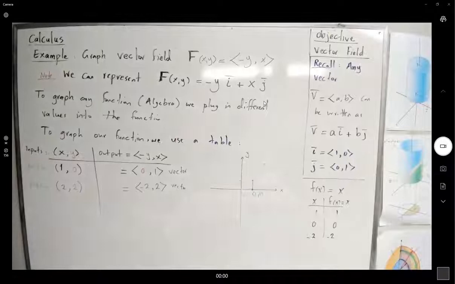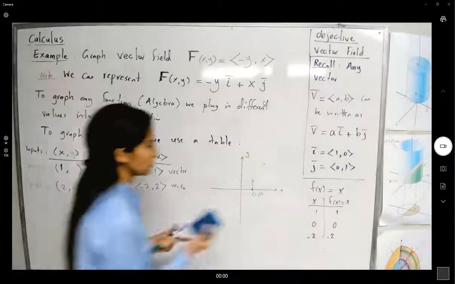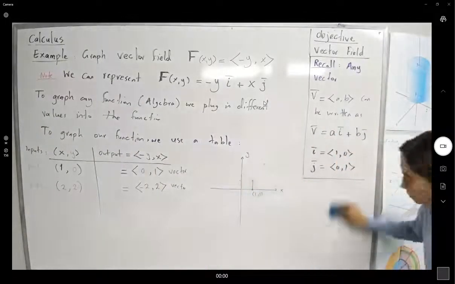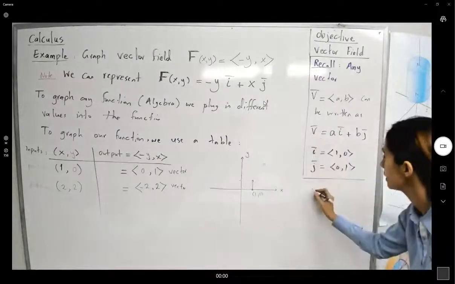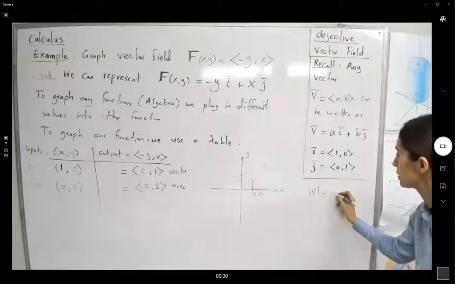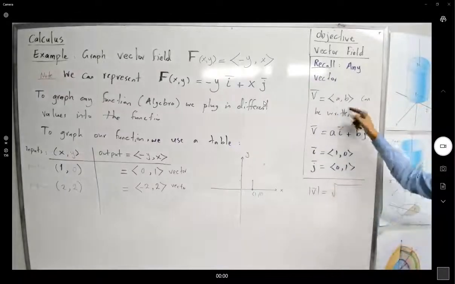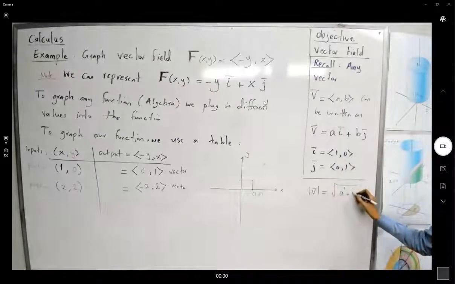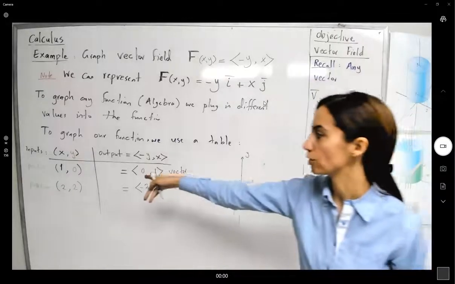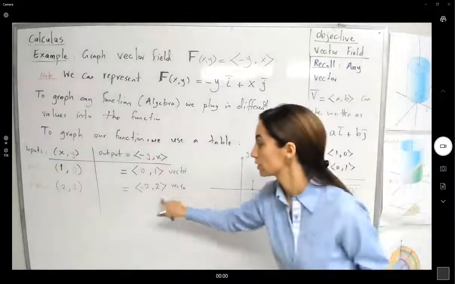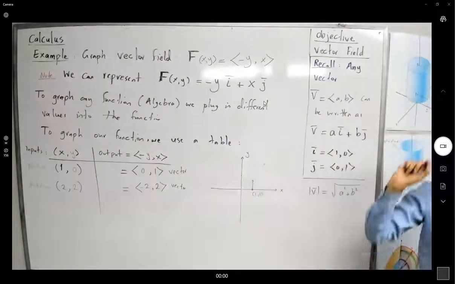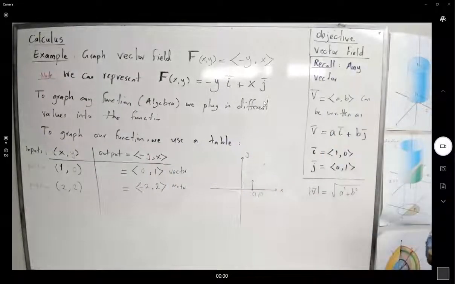And recall the norm. The magnitude of a vector: if you have vector v, the magnitude of vector v is equal to square root of a squared plus b squared. So in this case, the magnitude of the first vector is 1, and the magnitude of the second vector is the square root of 8, or 2 square root of 2.